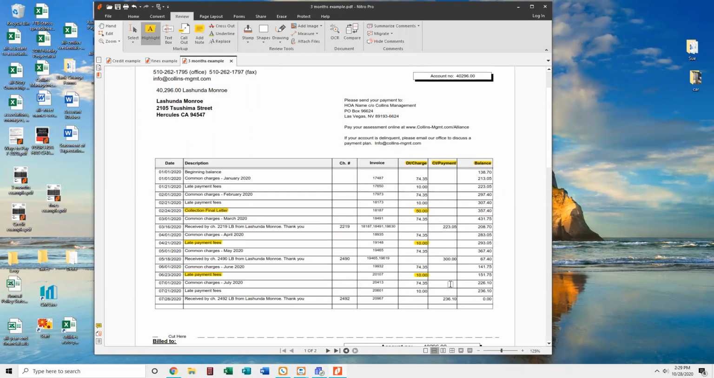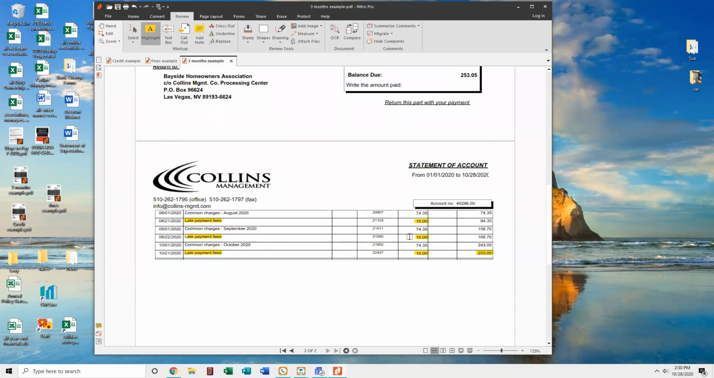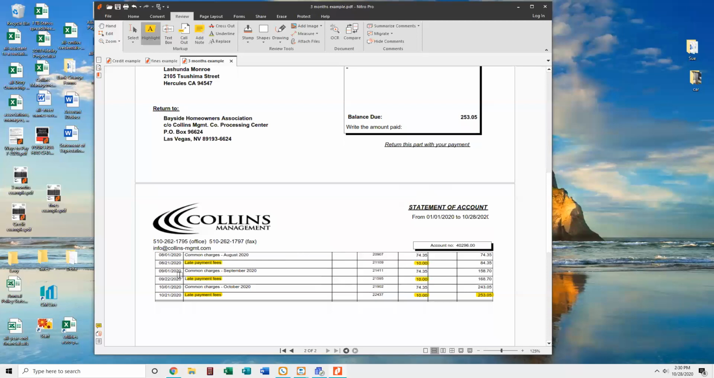And so finally, by about July 28th, you can see right here, July 28th, this person actually caught up on her dues. Okay, it looks like she made a payment under here and she had a 0 balance. But then some other things happened. She stopped paying again. So then there were some more late fees. So as of today's date, there's a balance of $253.05. So this is a pretty straightforward example of someone being late with their dues.